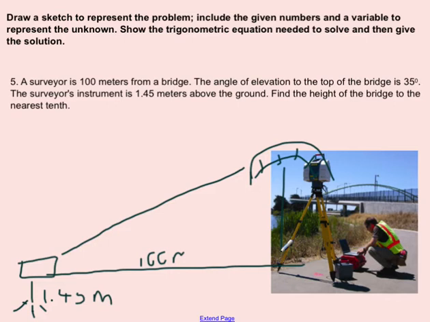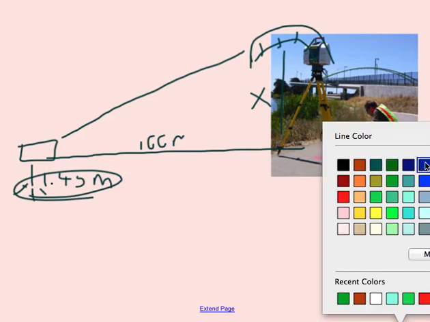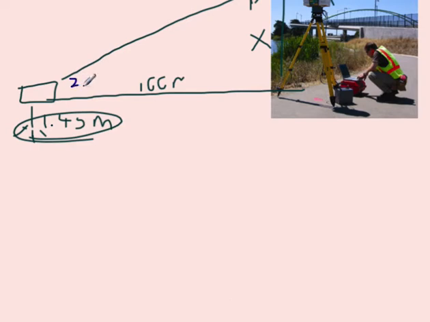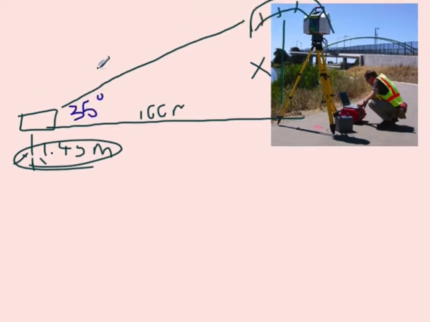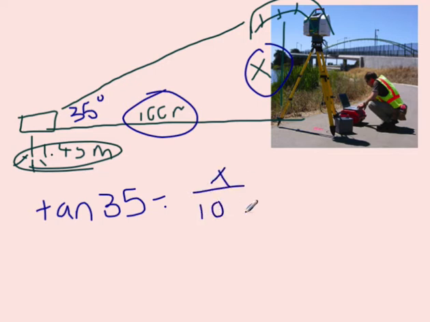We want to figure out how tall the bridge is. Okay, we don't actually need this 1.45 meters. That actually doesn't tell us anything. And sometimes word problems do that to try and trip you up a little bit. Okay, they give you information you don't need. So we know that this degree is 35 degrees. Again, we know our adjacent, we want to know our opposite. So tangent of 35 is equal to our opposite over our adjacent.